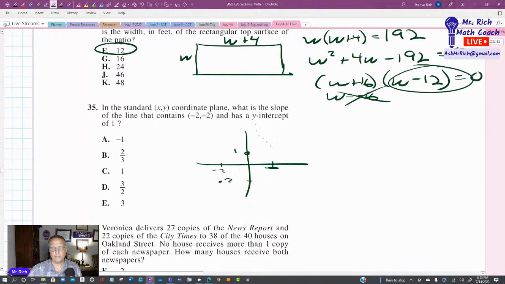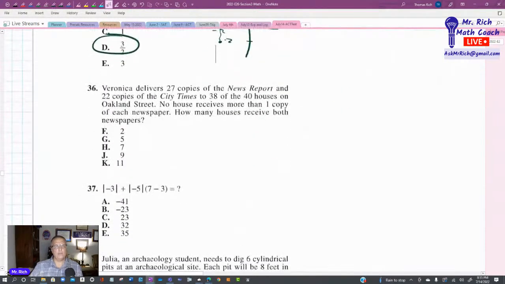Well, it's going to be a positive slope. So let's see. I'm going from negative 2, negative 2. That means my rise is going to be 3 and my run is going to be 2. So I like 3 over 2. Make sure I did that right. Negative 2, negative 2. So the rise from negative 2 to 1 is 3. Going to the right, I have to go over by 2. Okay, 3 over 2. I like it.